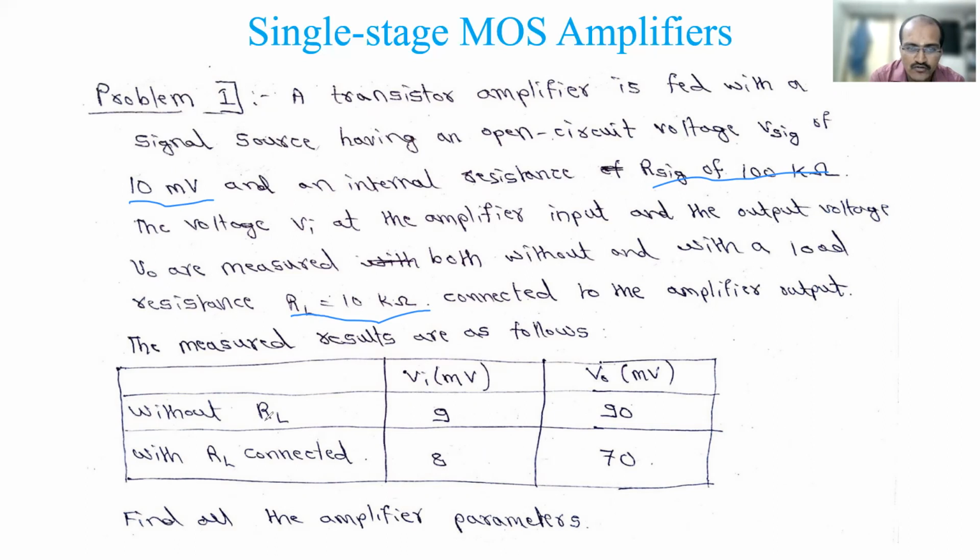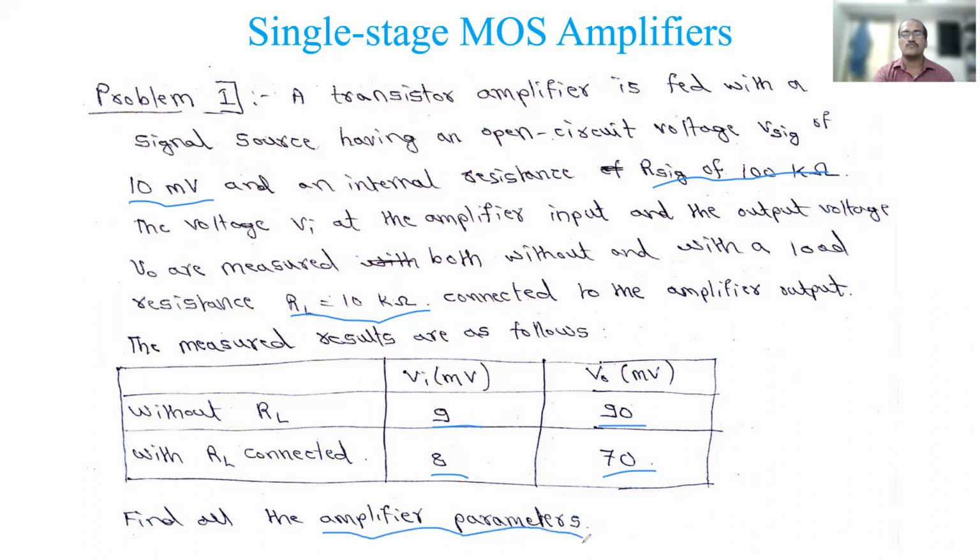So without RL, the Vi value is 9 millivolt and the Vo is 90 millivolt. With RL connected, Vi is 8 millivolt and Vo is equal to 70 millivolt. You have to find all the amplifier parameters.